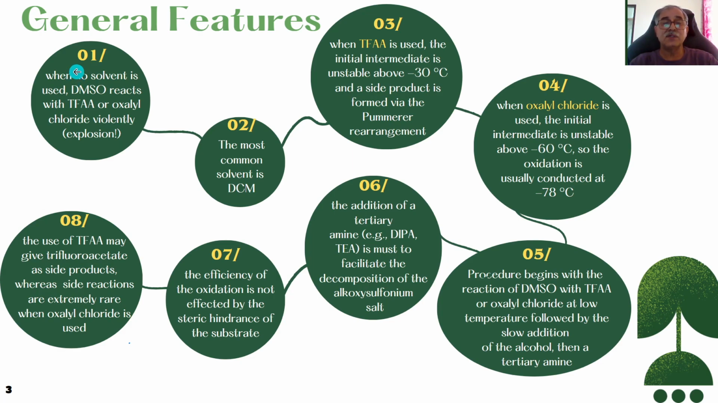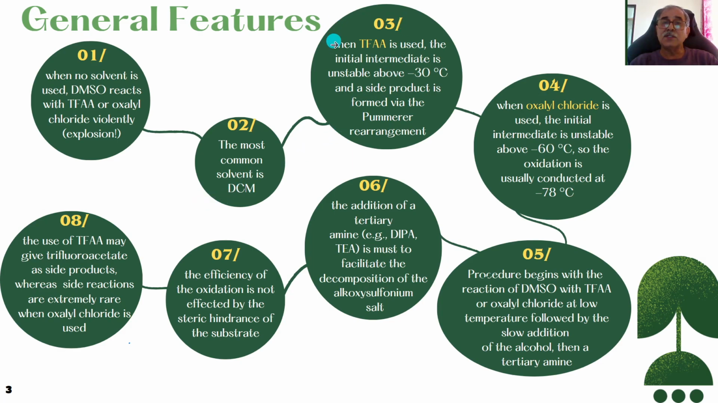It was found that when no solvent is used, then DMSO will react with TFAA or oxalyl chloride very violently, and even an explosion may take place. Therefore, for Swern oxidation, we need to use some organic solvent for the reaction to take place. And the most common solvent which is used for most of the Swern oxidation reactions is dichloromethane.